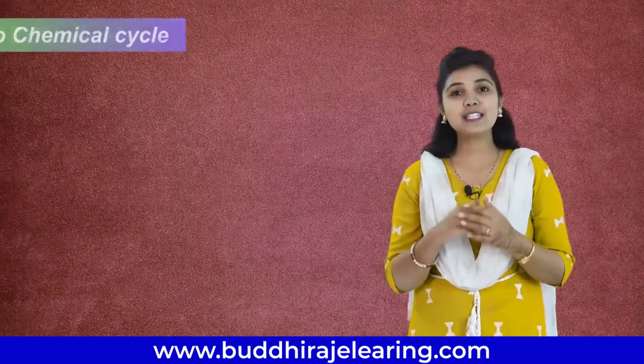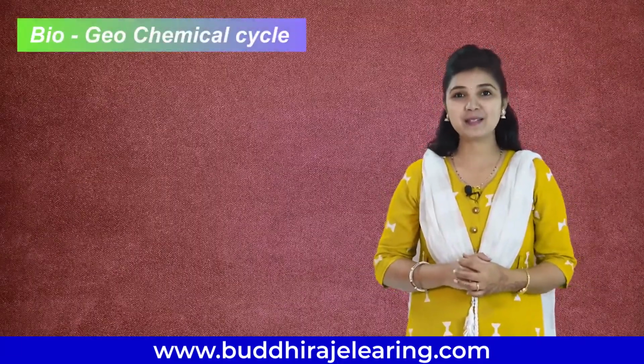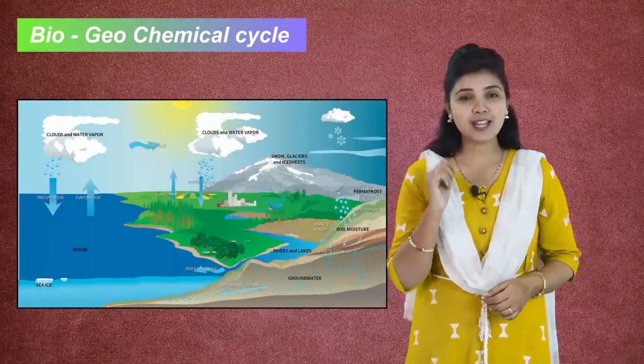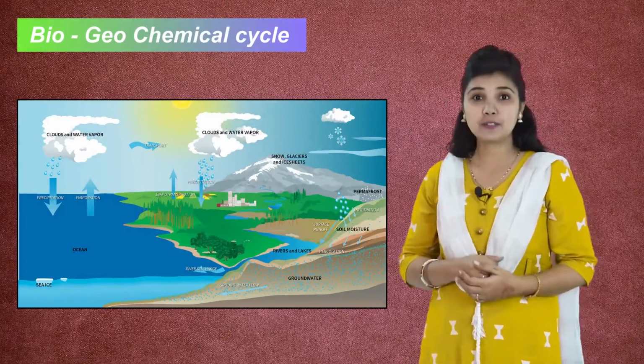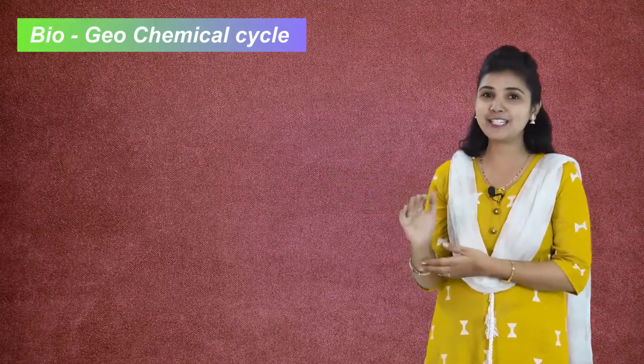Students, now let us see the biogeochemical cycle. Students, to understand the biogeochemical cycles, let us study the evolution of Earth. It is assumed that Earth was formed from the Sun. The Earth was a hot sphere similar to Sun. After thousands of years, Earth started cooling down.